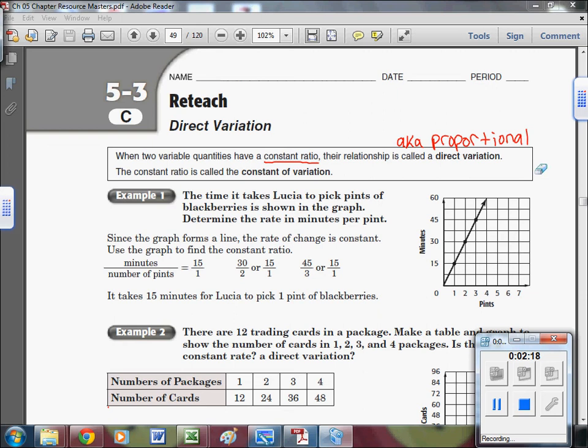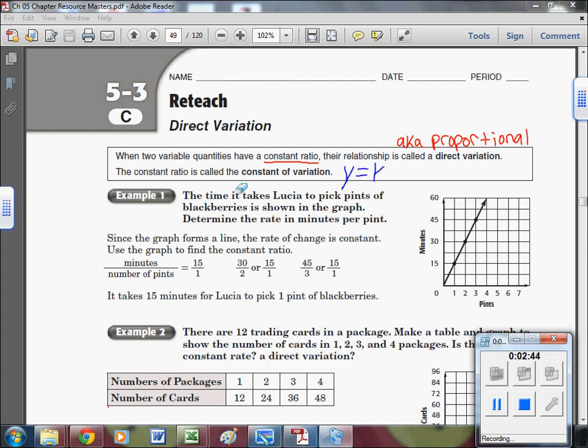Direct variation is generally just considered, sometimes, the graphed version of directly proportional situations, stuff like that. The constant ratio is the one that you checked that was the same for all of the x and y values. It's called the constant of variation, is what it's called. And these equations, they take this format. All direct variation equations will have this format.